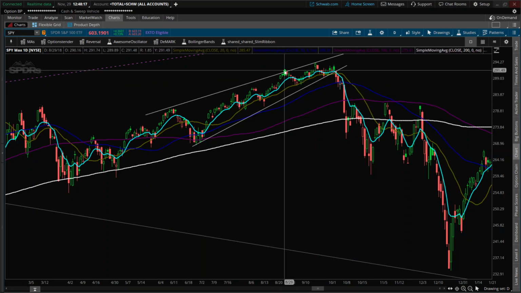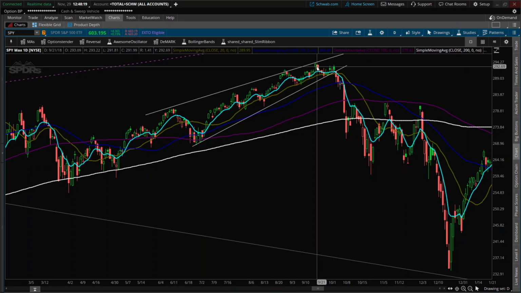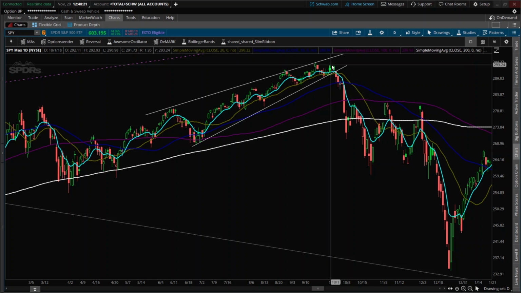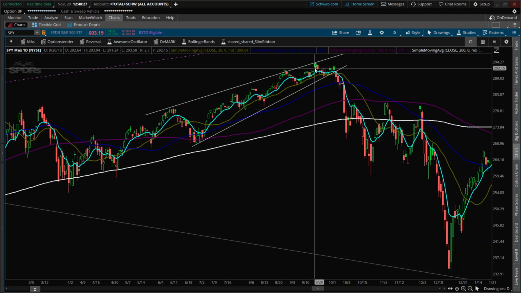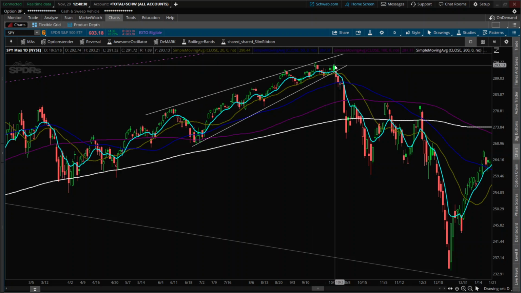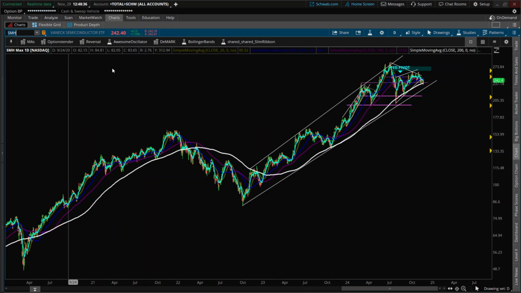Here's 830, and then it made a new high. There's 920, and here's 10. So it made a new high in SPY, but made a lower high in the Qs, and then retested for a double top. All right, now this is the main part here, SMH.